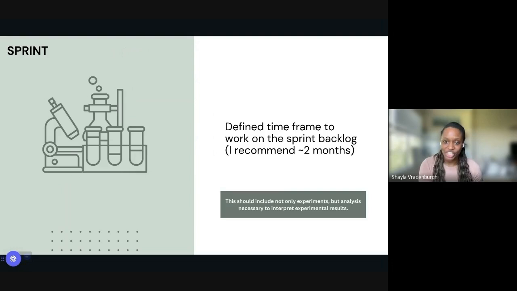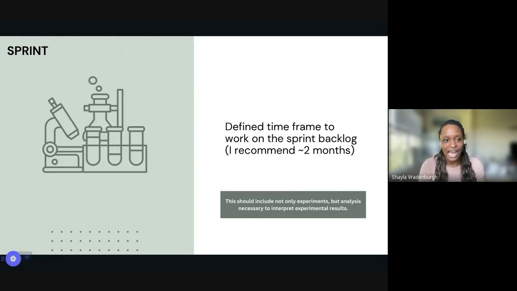So the sprint is essentially a defined time frame to work on the items that are in your sprint backlog. Based off the research I did in graduate school, I'd recommend about 2 months for the duration of your sprint. But just know that you can change this time frame based off the kind of research that you do. If your experiments tend to be things that are easier for you to control, I'd recommend a shorter duration for your sprints. And if they tend to involve things that you don't have as much control over, I think about 2 months or slightly longer would be appropriate.